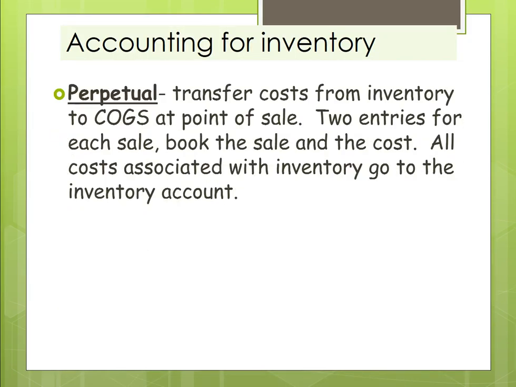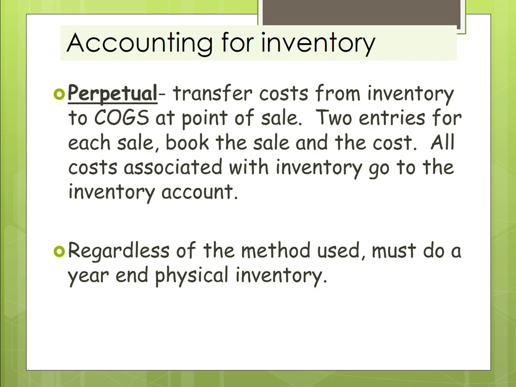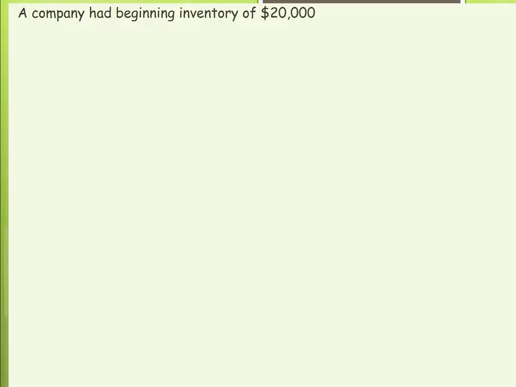So accounting for inventory, we have perpetual. Now with perpetual, this would be like if they had a barcode system. We're going to transfer costs from inventory to cost of goods sold every time we make a sale. We always record 2 entries. We're going to book the sale and then transfer the cost from inventory to cost of goods sold. All costs associated with inventory go directly into the inventory account. Regardless of the method used, we must do a year-end physical inventory.